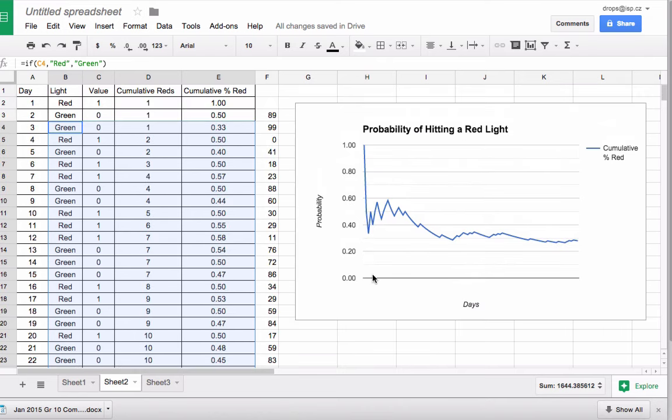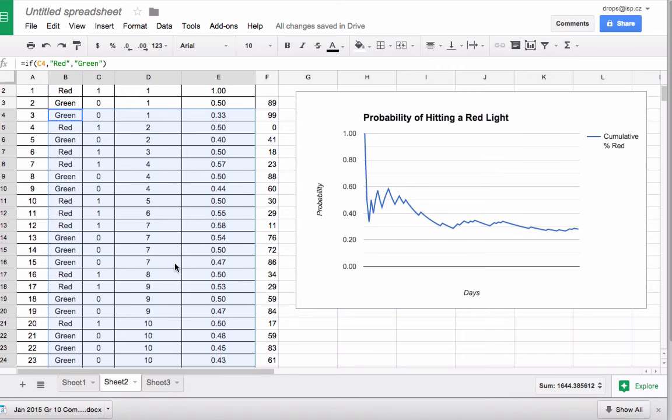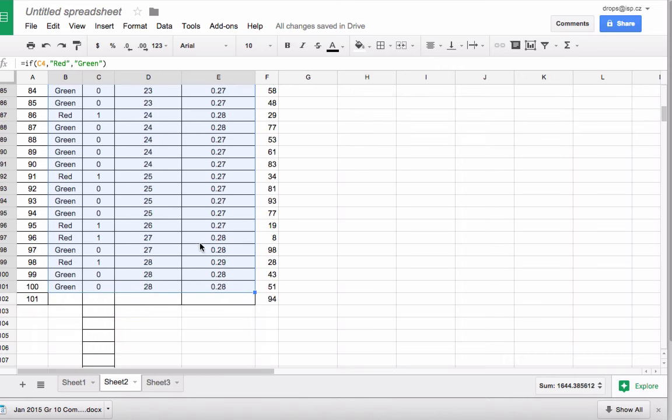If I go now and look at my table, I can see it started off at the probability, and this is cumulative reds, the probabilities, and then it started to kind of plateau over here, right around here. So from this plateau, I can estimate that the probability of hitting a red light, my best estimate is 28% for me to hit a red light.